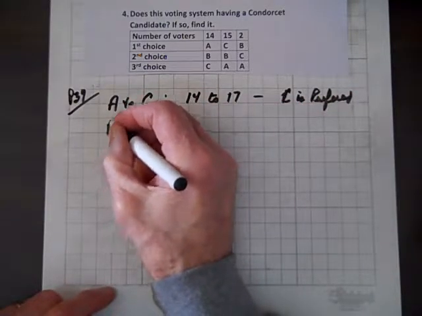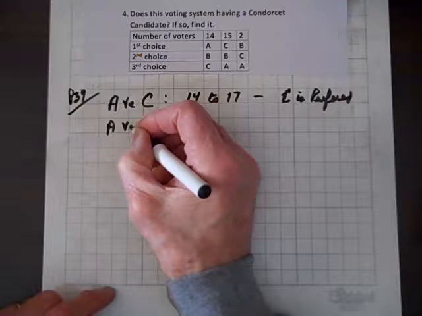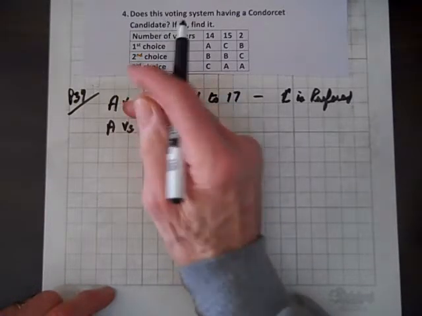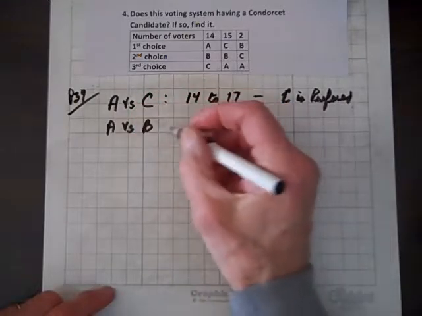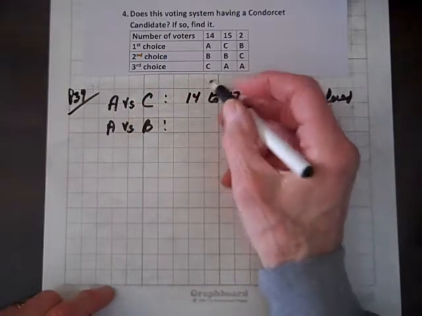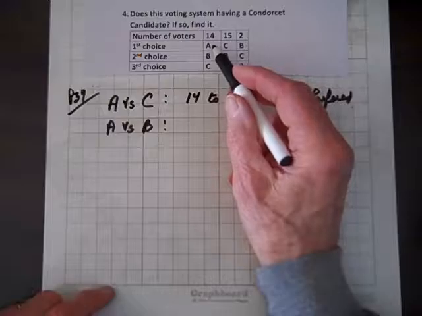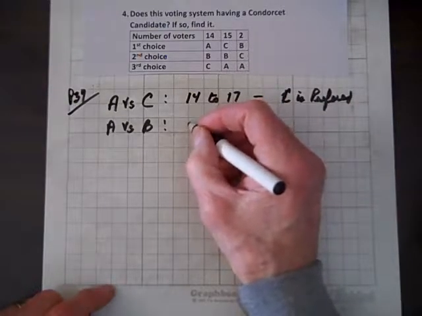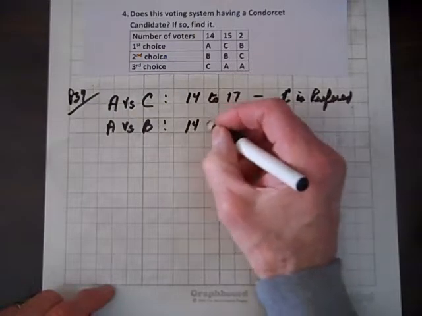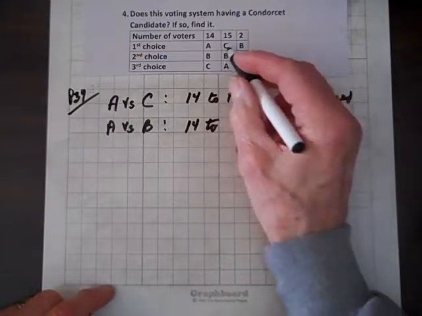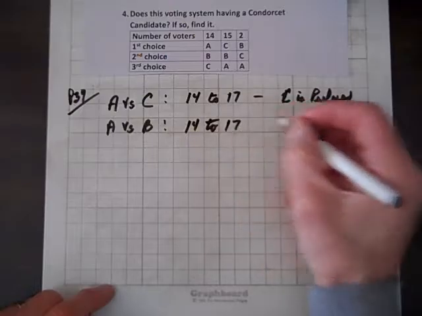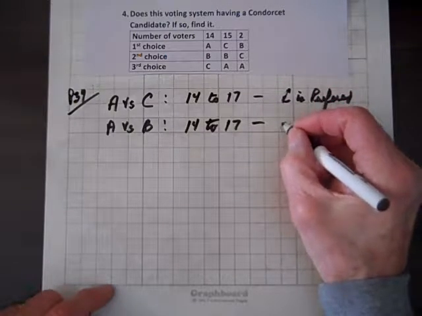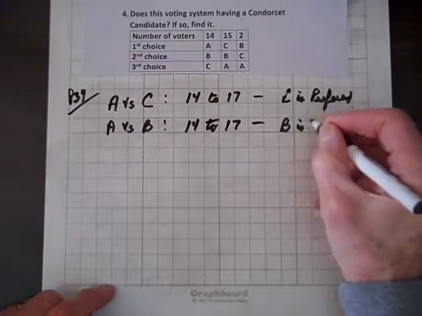Now let's look at A versus B. And A is above B in the first column, but it's below B in the next two columns. So A has 14 votes to B's 17 votes. So B is preferred.